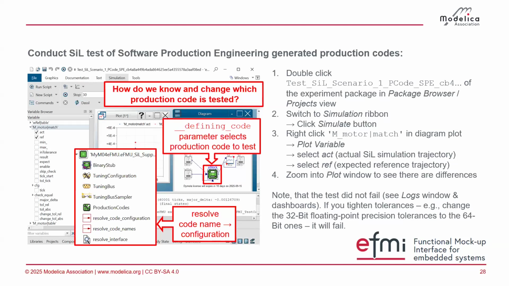But how do you know which production code container is which? I know it by heart from the hash codes, but you don't have to. If you look into this SEL stub package, there's something like resolve code names and resolve code configuration. If you call these functions, you can select the production code container, press OK, and it will show you the configuration on the commands output. And then you see in the configuration, okay, that's my 32-bit one. Another way is, of course, to look into the containers themselves in the manifest, because the manifest of the production code will tell you which floating point precision it has. That's a little bit more cumbersome.